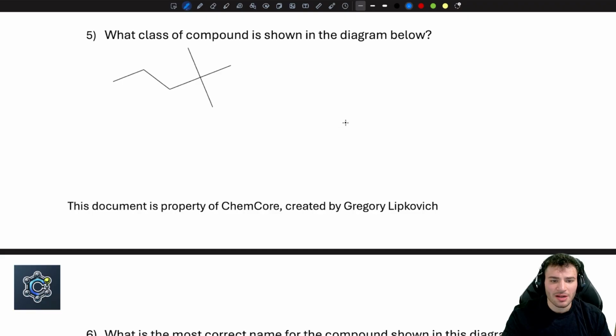And number 5, what class of compound is shown in the diagram below? Let's call this a hydrocarbon, right? I only see hydrogens and carbons. But let's be a little more specific in calling it an alkane, because I only see single bonds between the carbons, right? So we can be a little more specific and call it an alkane.